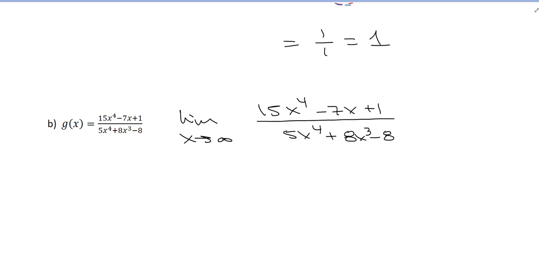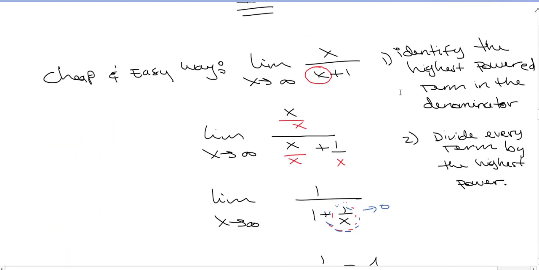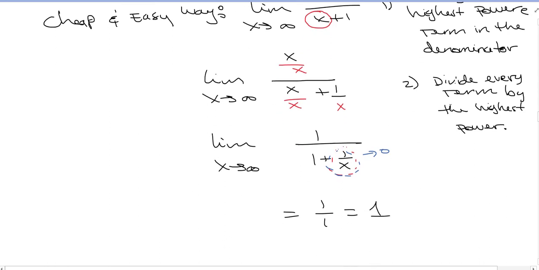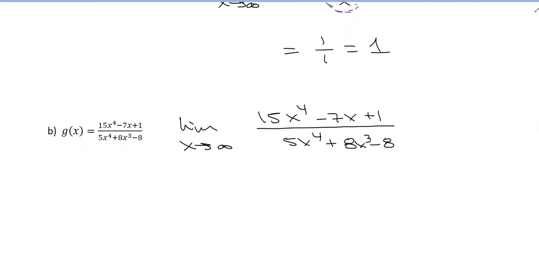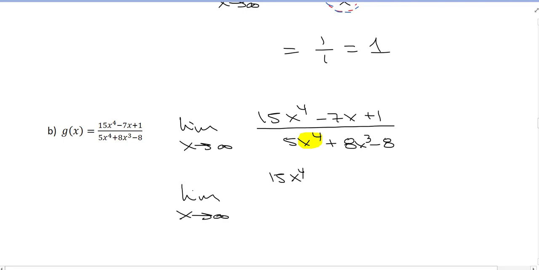So following my steps from above, I'm going to identify the highest power term in the denominator, ignoring the coefficient. I guess I should have said that. So in the denominator, I have x to the 4th, x to the 3rd, and a constant term, degree 0. So x to the 4th is my highest x term in the denominator. So then we're going to divide everything by x to the 4th. So I'm going to have the limit as x goes to infinity, 15x to the 4th divided by x to the 4th minus 7x divided by x to the 4th plus 1 divided by x to the 4th.